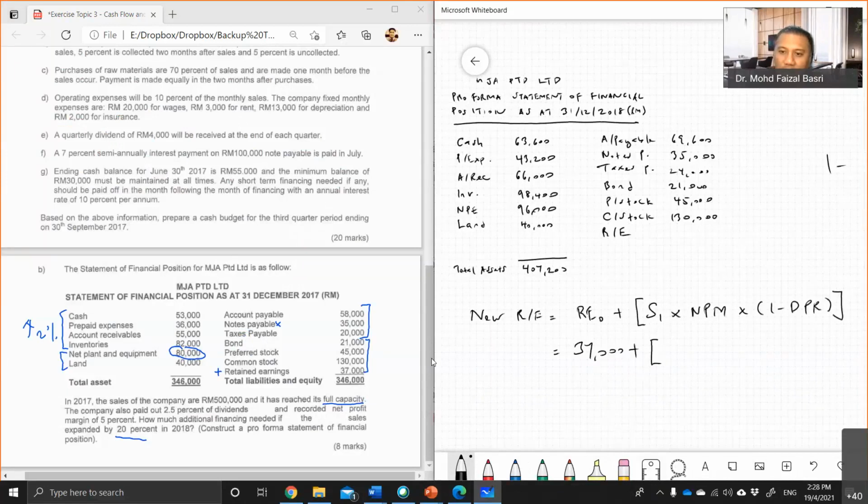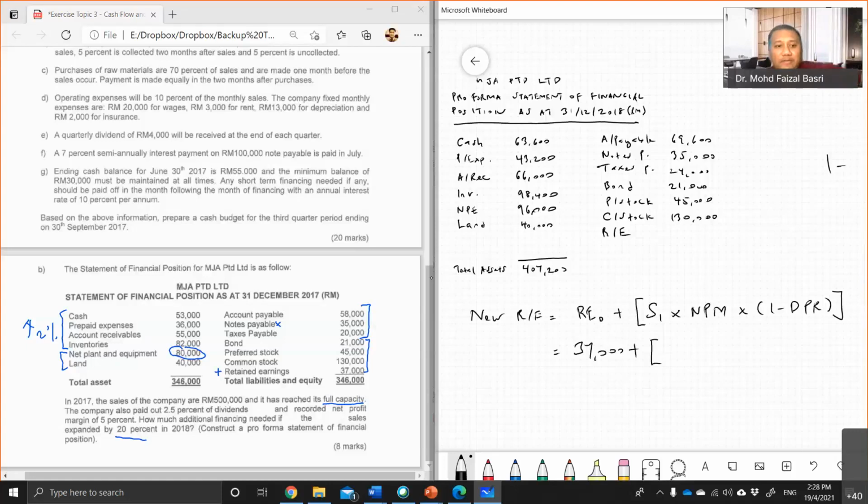And we're going to add with the new sales. Remember, the sales in 2017 was 500,000. And this company expected to increase the sales by 20% in 2018. Remember, the S1 is sales for 2018, the one that we are doing for our Proforma. So the original was 2017, the Proforma is 2018.